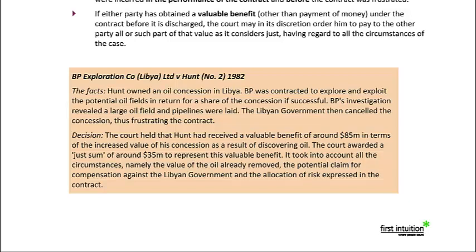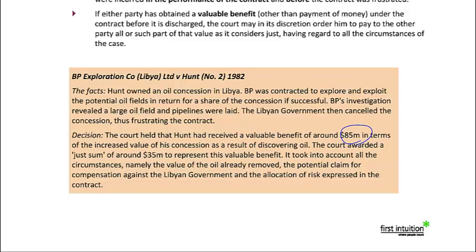Now, they found a large oil field, started to put the pipelines in place, and then the Libyan government, would you believe it, cancelled the concession. So government intervention frustrated the contract. Now, the parties went to court, and the court said that Mr. Hunt had received a valuable benefit, and they reckon that benefit was $85 million.